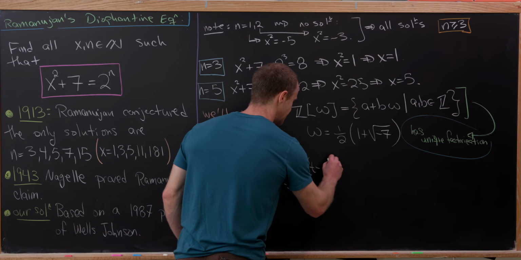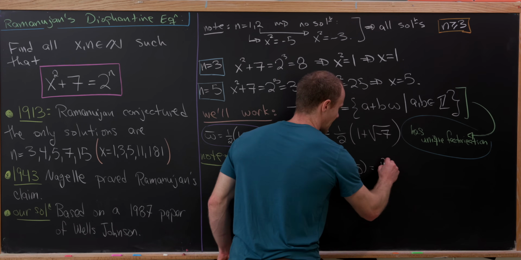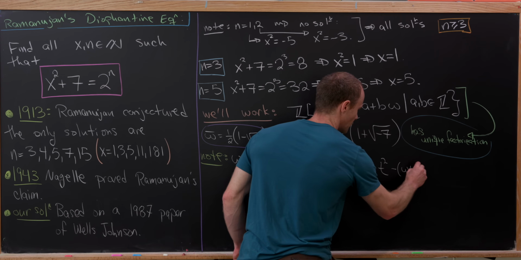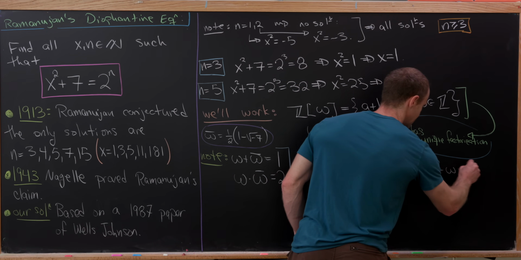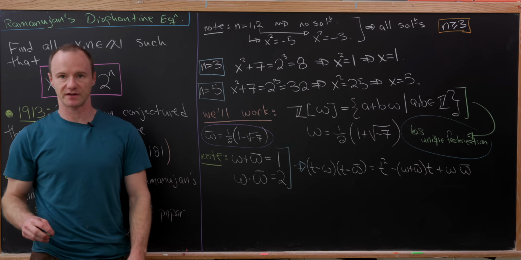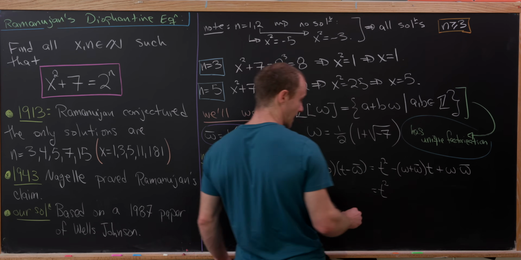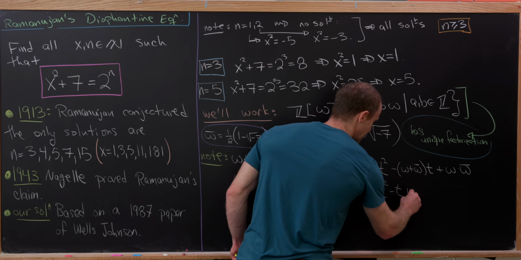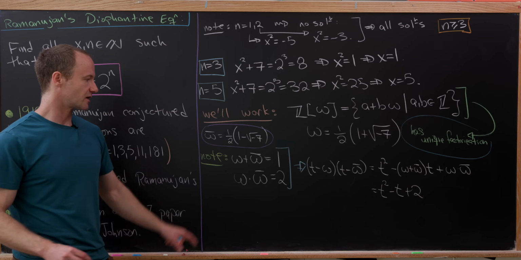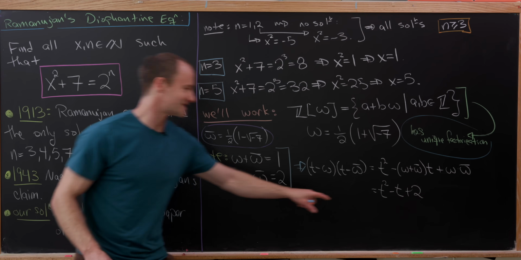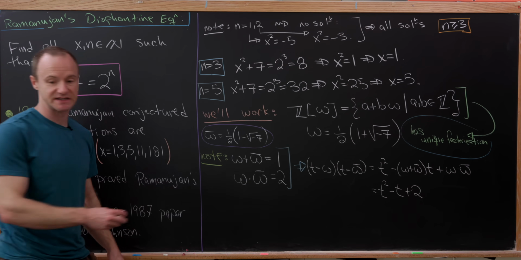So let's look at t minus omega times t minus omega bar. Multiplying that out, we'll have t squared minus omega plus omega bar times t plus omega times omega bar. That's just from distributing everything. But note that that means we get t squared minus t plus 2, just by these calculations over here. So that means omega and omega bar satisfy this polynomial being equal to 0.